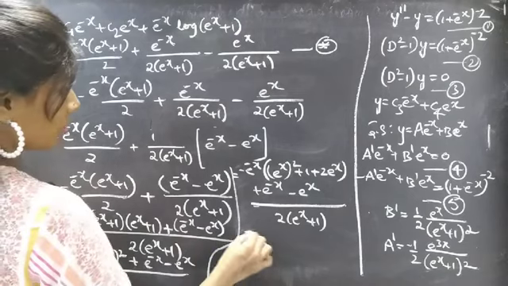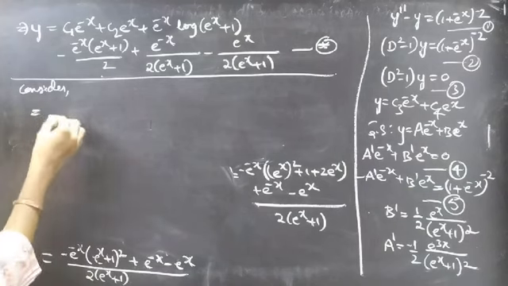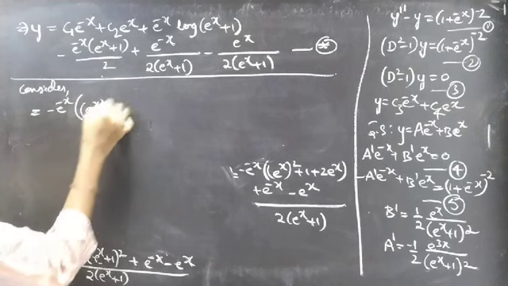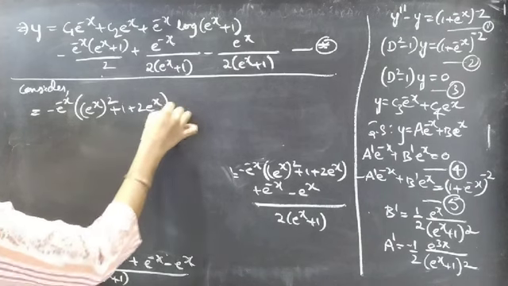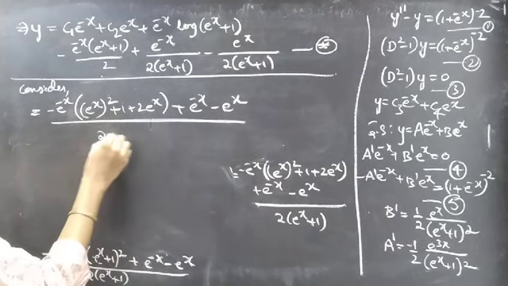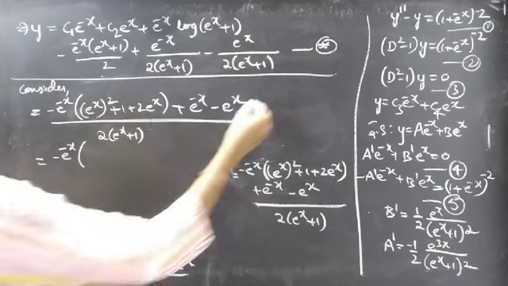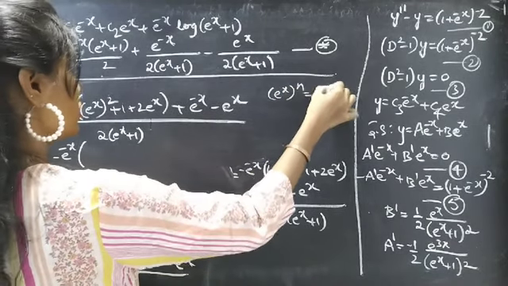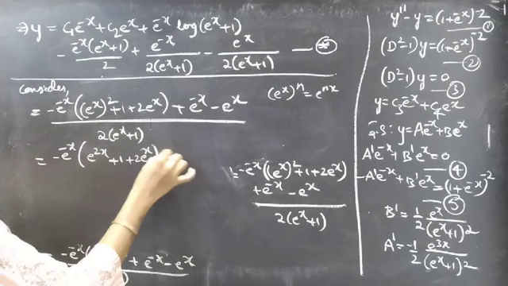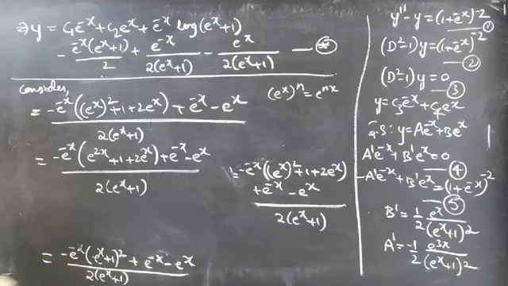So I'm going to write the same step. This equals -e^(-x) of (e^x + 1) whole square, which is (e^x) whole square + 1 + 2 into e^x, plus (e^(-x) - e^x) by 2 times (e^x + 1), right? This equals -e^(-x) of (e^x) whole square, since (e^x) whole power n can be written as e^(nx). So we can write (e^x) whole square as e^(2x), + 1 + 2 into e^x, plus (e^(-x) - e^x) by 2 times (e^x + 1).